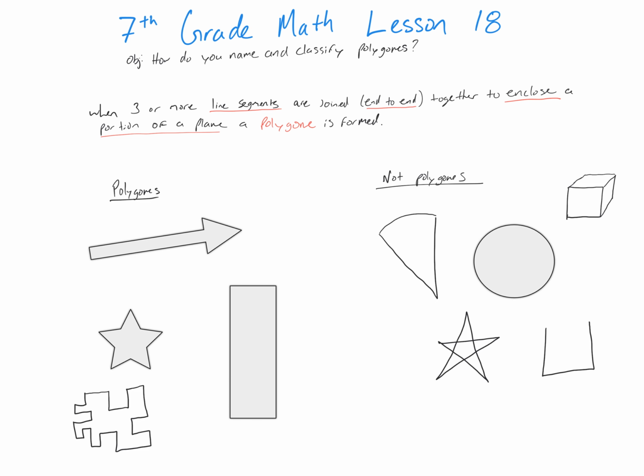So first of all, let's talk about what a polygon is. When you have three or more line segments that are joined end to end or together to enclose a portion of a plane, a polygon is formed.